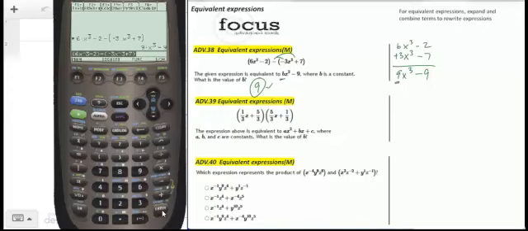Okay, the next problem here, you are basically being asked to expand this. Okay, and expanding means to FOIL.